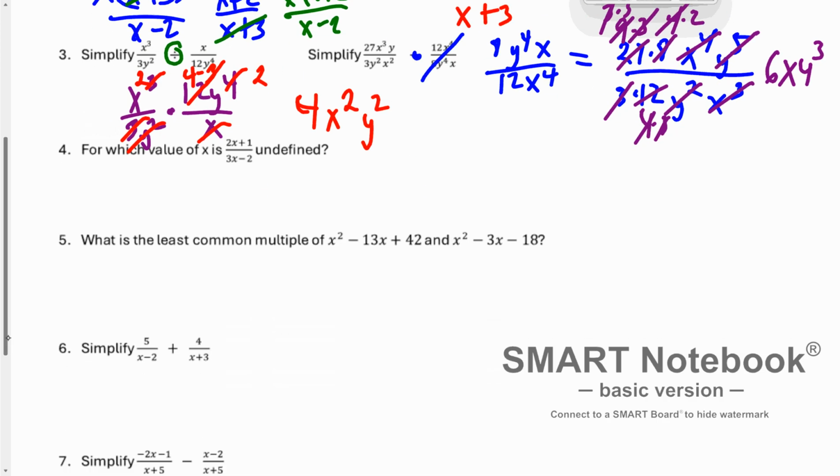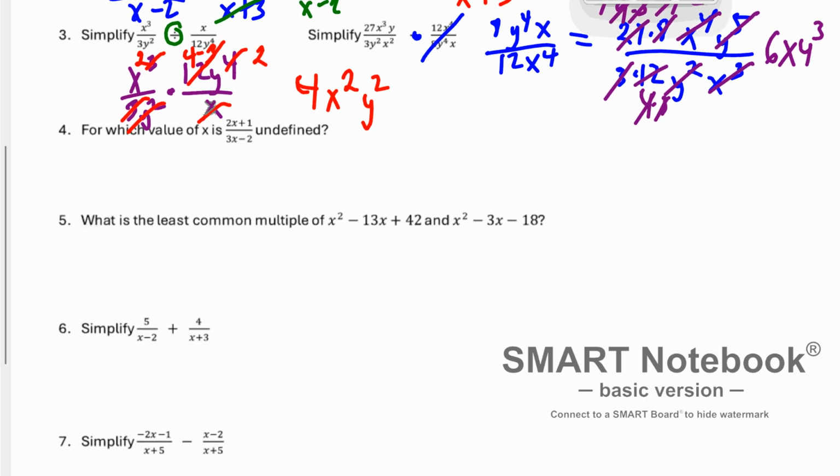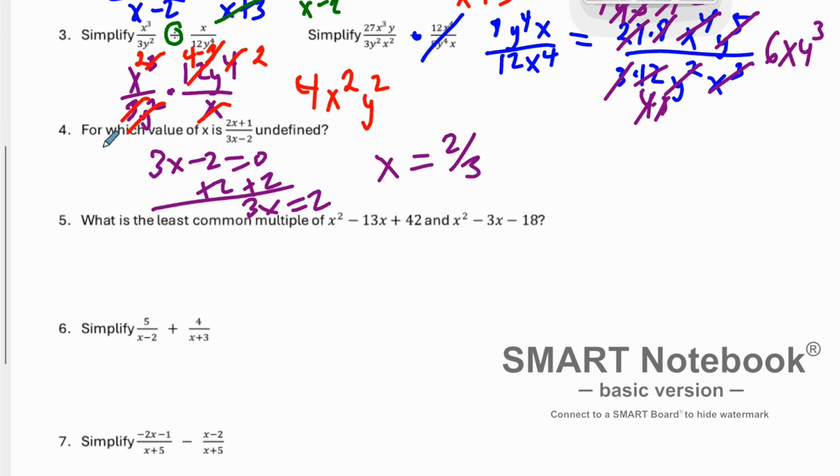Okay. Number 4 here, I'm just saying where it's undefined, like I said on the first couple problems. I just set the denominator equal to 0, right? And I just solve this. Plus 2 plus 2. 3x equals 2. Divide by 3, so x equals 2/3. Or for which value of x is this undefined? At x equals 2/3 is where it's undefined.